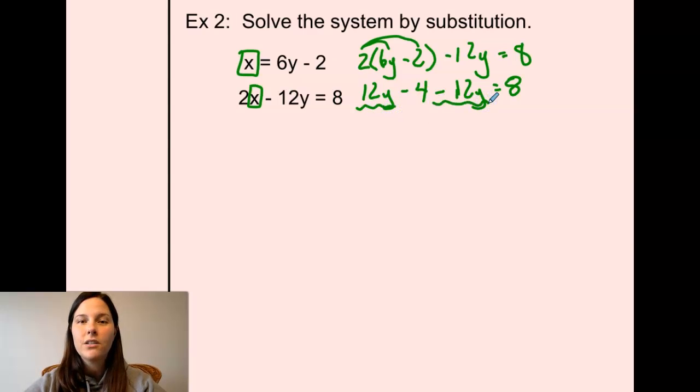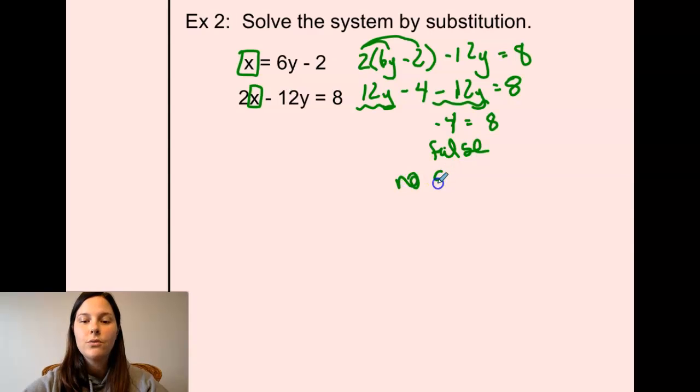Combining my like terms. Again, my variables are canceling each other out. That tells me I am going to have a special solution. This time I end up with -4 equals 8. Well, of course, this is not true, it is false. Therefore, this system has no solution. These would be parallel lines. They would not intersect if we graphed them on our coordinate plane.